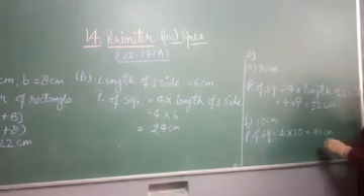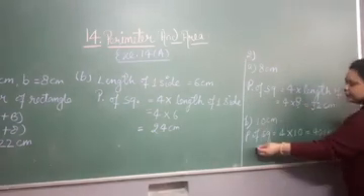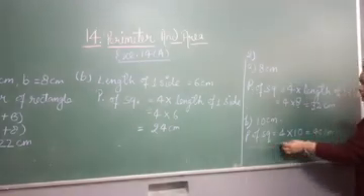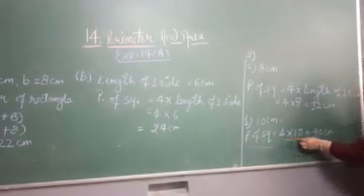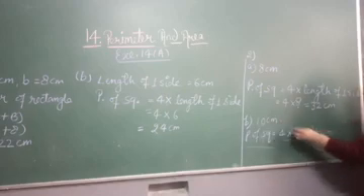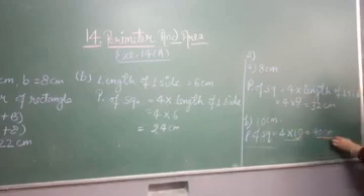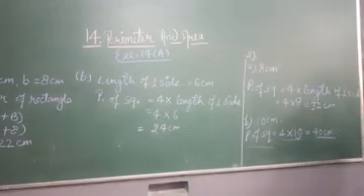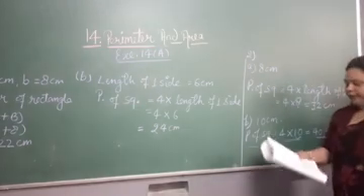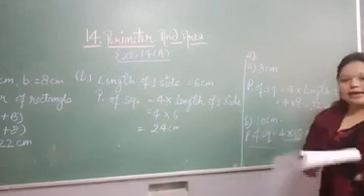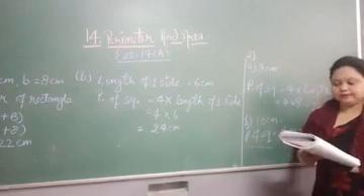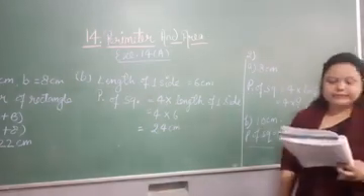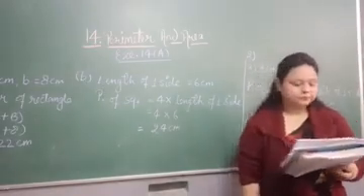Now question number B. The length of one side is 10 centimeters. Again, perimeter of the square is equal to 4 into length of one side, that is 10, and 4 tens are 40. So perimeter of the square is 40 centimeters. Clear to all of you? Now question number C and D is your practice.